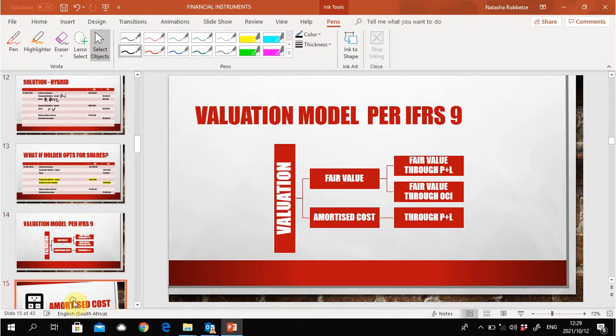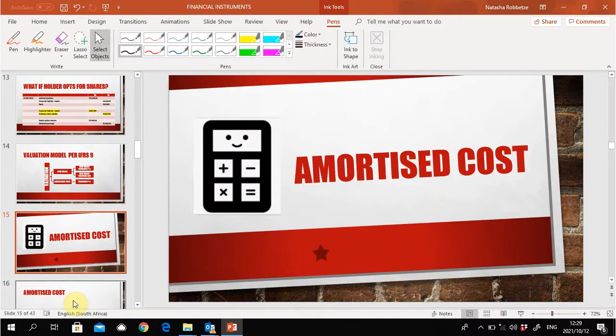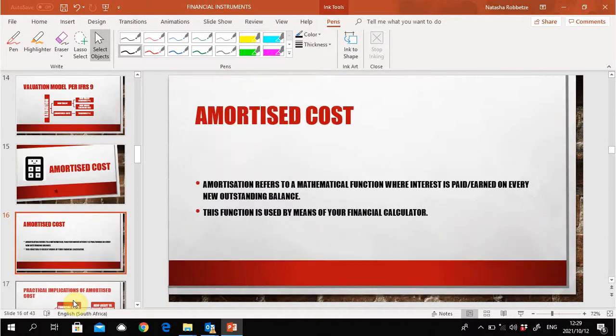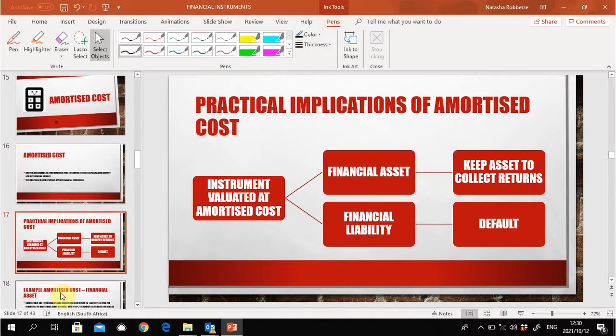So I'm going to start with amortized cost. I think it's slightly easier because you have the support of your calculator. So with amortized cost, again, amortization is a mathematical function where interest is paid or earned on every new outstanding balance that is calculated. And your financial calculator automatically does that mathematical function. So again, you need your financial calculator to do amortization. So if we talk about amortization, it can be applied to a financial asset and a financial liability.